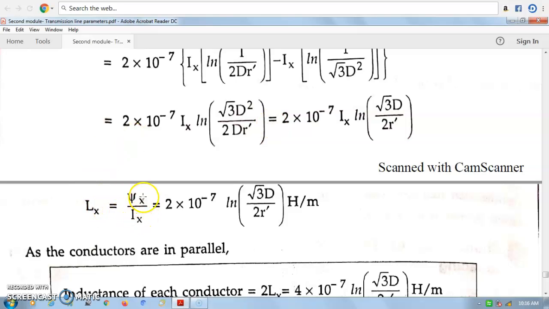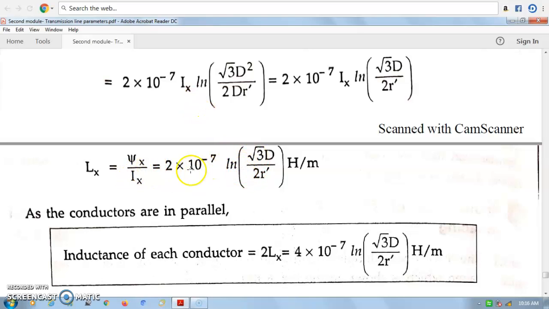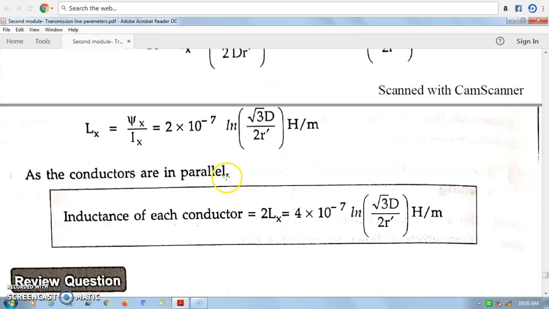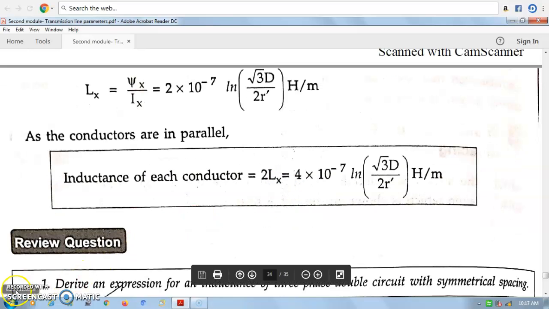Inductance at the X conductor is flux divided by the current of that conductor. Here we are taking the X conductor, so the current at the X conductor is Ix. Ix gets cancelled. So this is the inductance at the X conductor. As all conductors are in parallel, X and X dash, there are two circuits, a double circuit. Hence the total inductance of the X conductor, that is X dash, is 2 into Lx. Similarly for the Y conductor and Z conductor also.